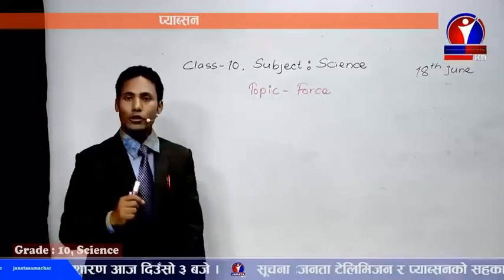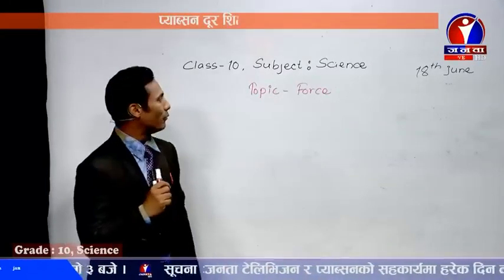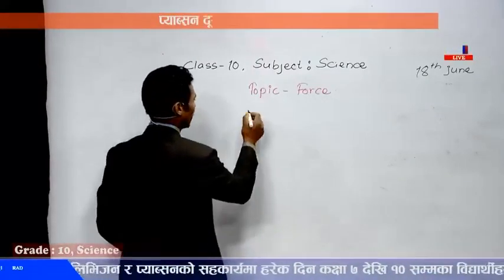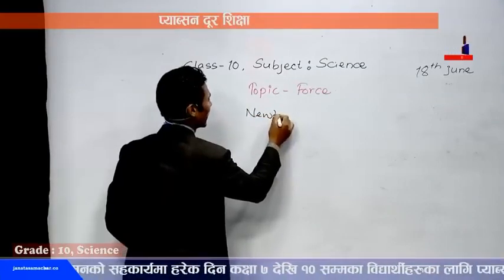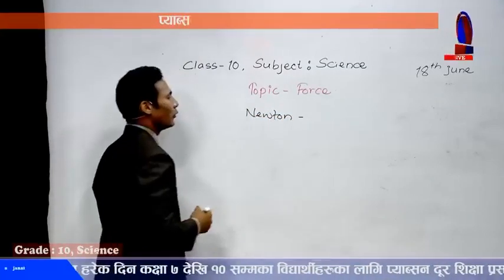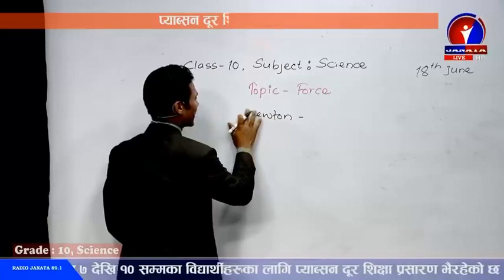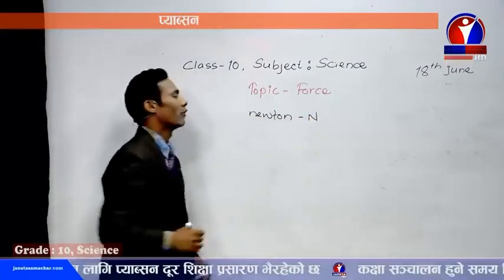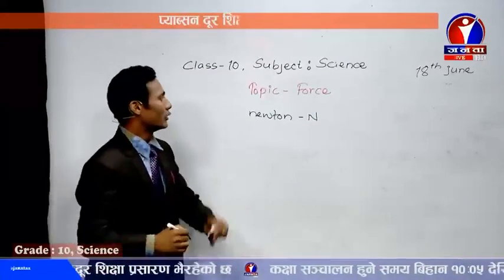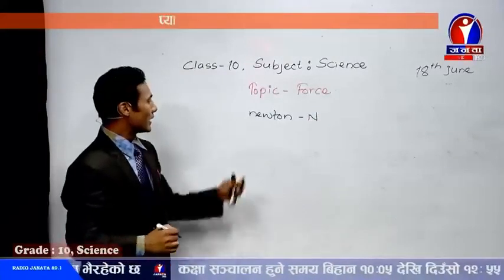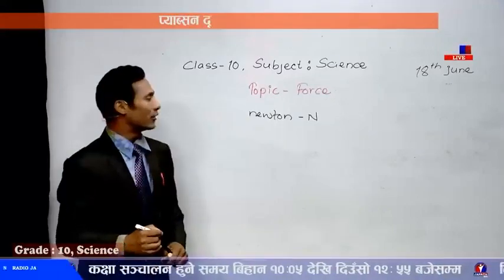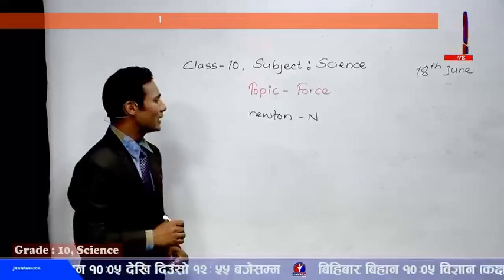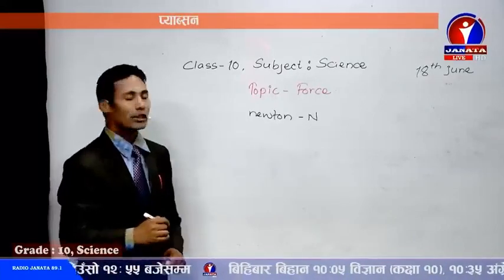And the unit of force you have learned in the lower class. We measure the force in Newton. So Newton is the unit of force, and the symbol for Newton is N. This is the SI system of units, and we can measure in the CGS system of units in the dyne. Dyne is the CGS unit for the measurement of force.